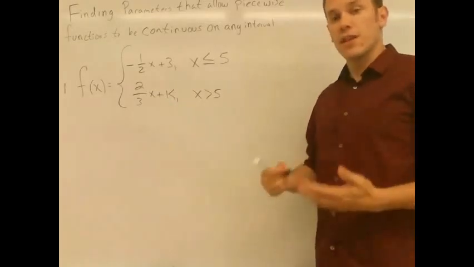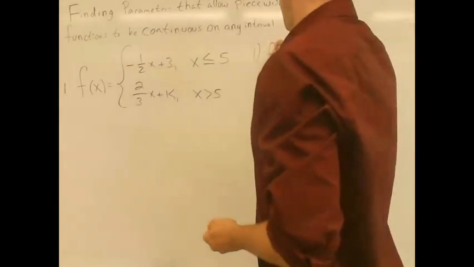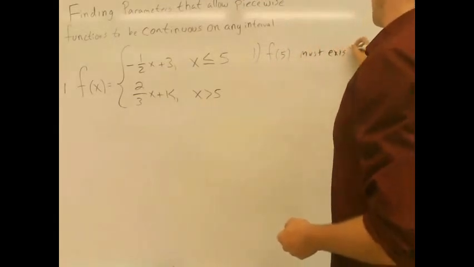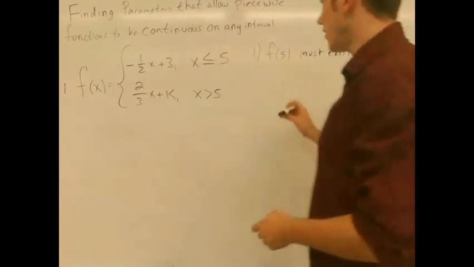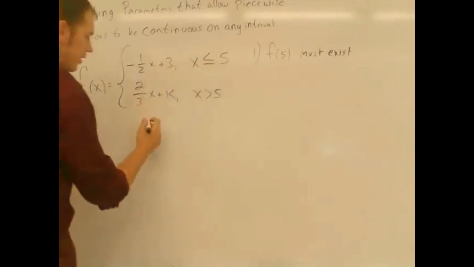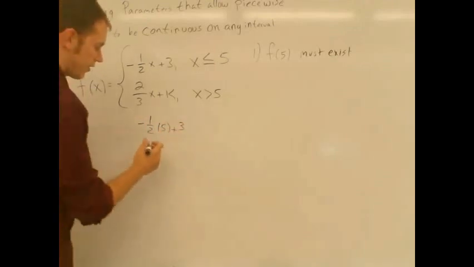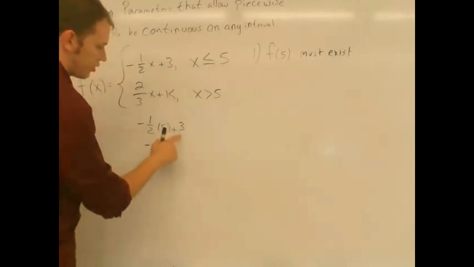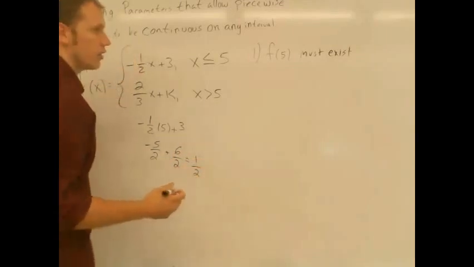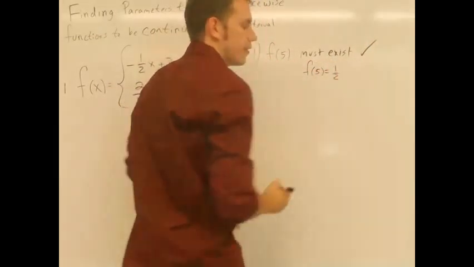So in order for this function to be continuous, two conditions have to be met. Number one, f of 5 must exist. And since here I can check this condition where x is less than or equal to 5, I can simply plug in 5 to this first part to get -1/2 times 5 plus 3. To simplify, this is -5/2; change the 3 to a common denominator to get 6/2. And this equals 1/2. So really, this checks out because f of 5 equals 1/2.